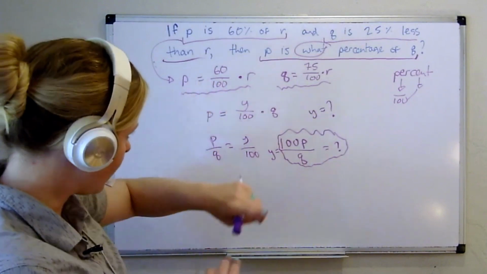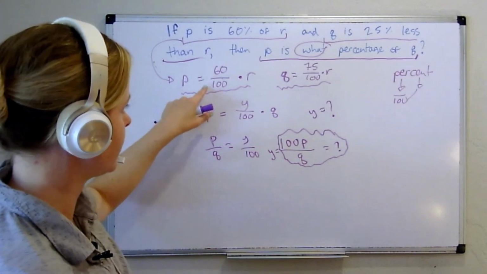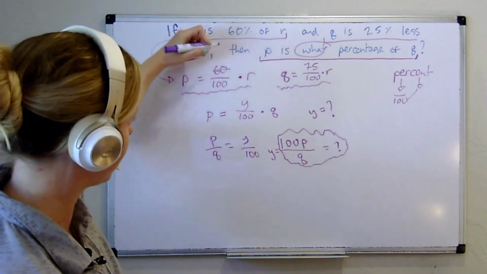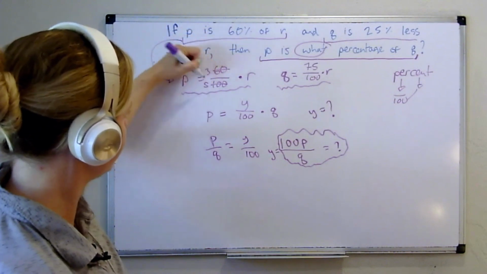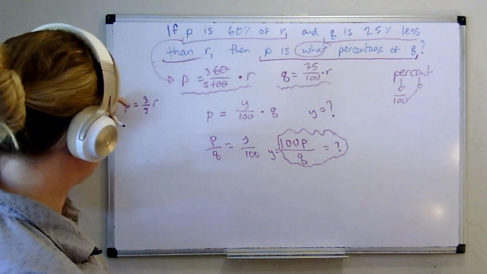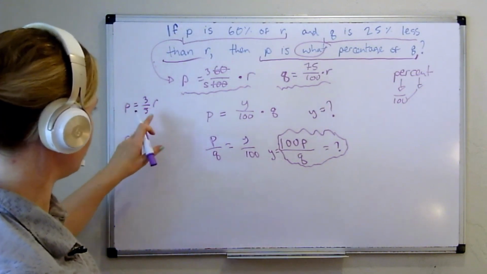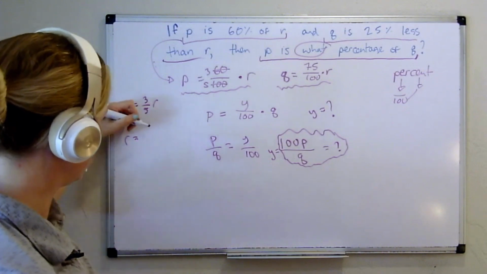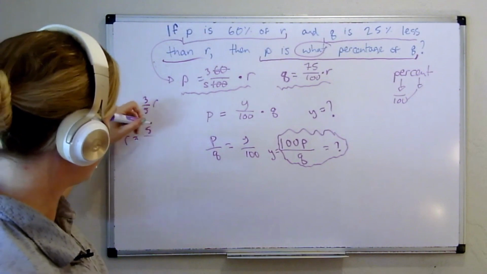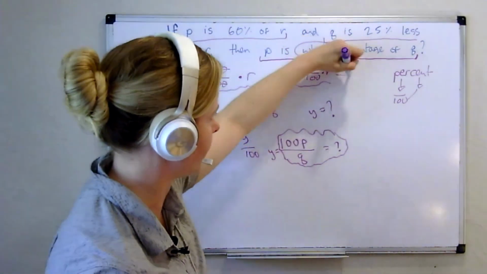Before I start messing with stuff, I'm just going to make these numbers smaller and easier to work with. 60 over 100, both of those are divisible by 20, so let's take a 20 out. We get 3 over 5. So we're left with P is equal to 3 over 5 R. And then again, trying to get R all alone on one side of the equation, we'll multiply both sides by 5 over 3, and we are left with R is equal to 5 over 3 P.